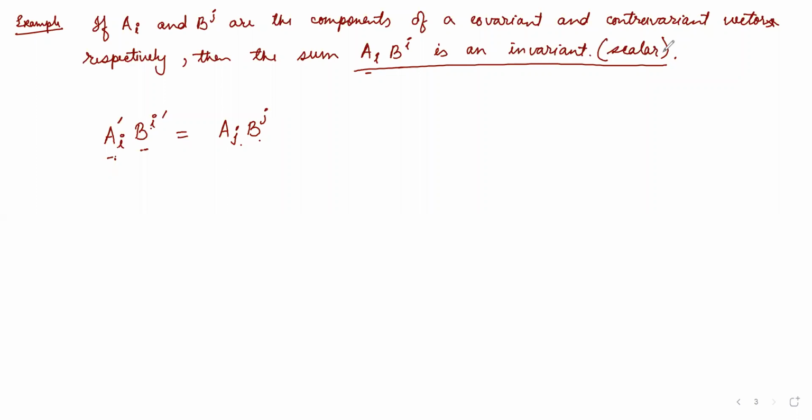Okay, so how will you show this? You expand this in terms of Ai and Bj by using the transformation rule, then you use the properties of partial derivatives and simplify this. Finally, you will get this expression. You try this. If you cannot prove it, then we'll discuss it tomorrow.